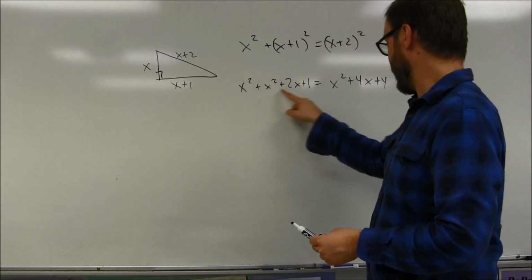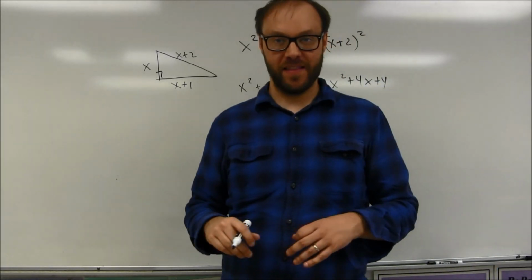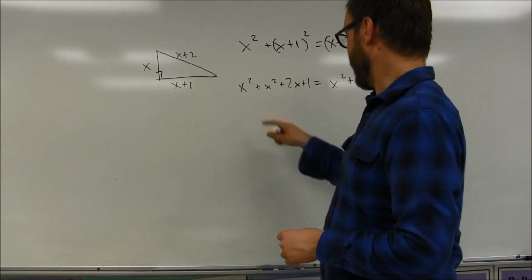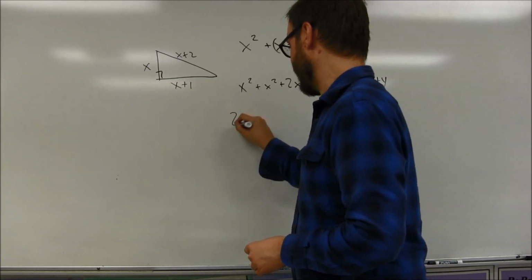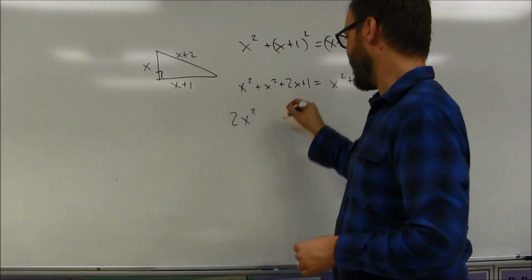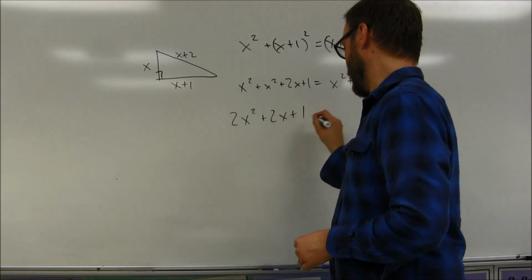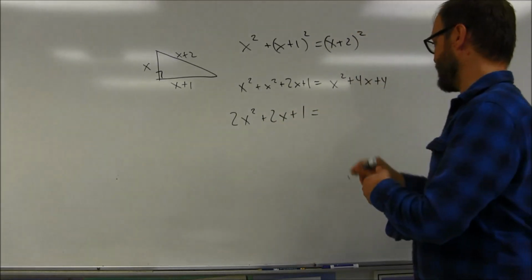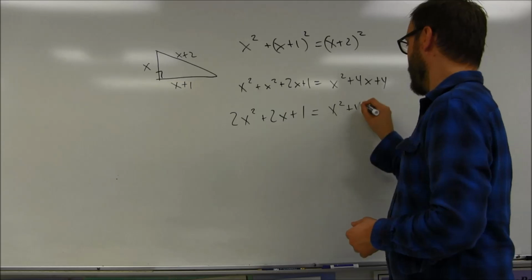We've got a bunch of x squared terms. We're going to have to try to simplify this down. So if we simplify over here, we've got 2x squared, we've got a 2x, we've got a 1. On this side, of course, x squared plus 4x plus 4.